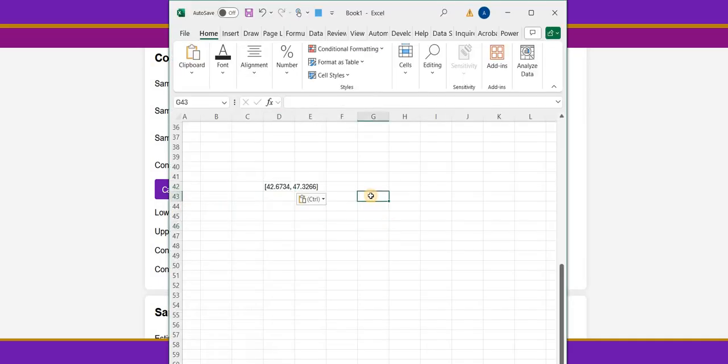So the lower bound was 42.6734 and the upper bound is 47.3266. I'm going to subtract, so upper bound minus lower bound. That will give you 2 times the margin of error. In order to find one margin of error, you will take that answer and you're going to divide it by 2.